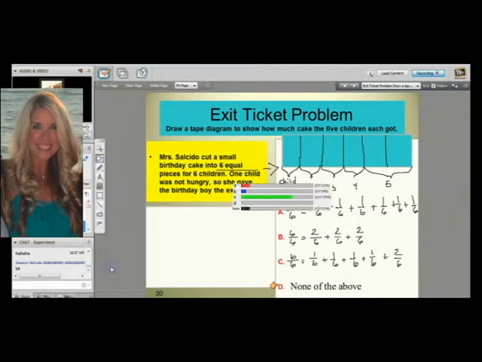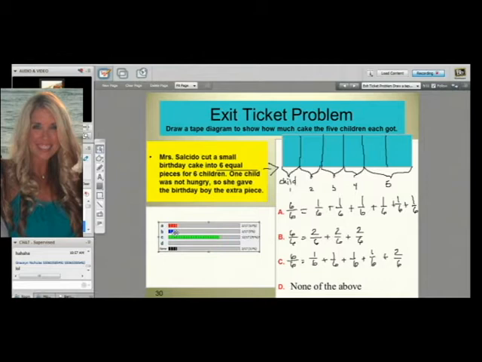Let's see what we have. Okay, so the majority of the class is thinking C. I still had 2 kids that weren't polling. I really need you guys participating with us. Remember, we leave nothing blank. And you guys are right who chose C. You have 1/6 plus 1/6 plus 1/6 plus 1/6 plus 2/6. So great job. Yeah, Alyssa, it's definitely not D.